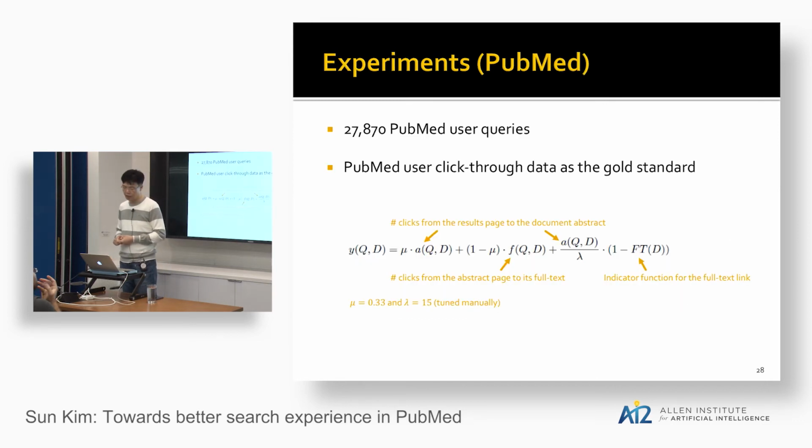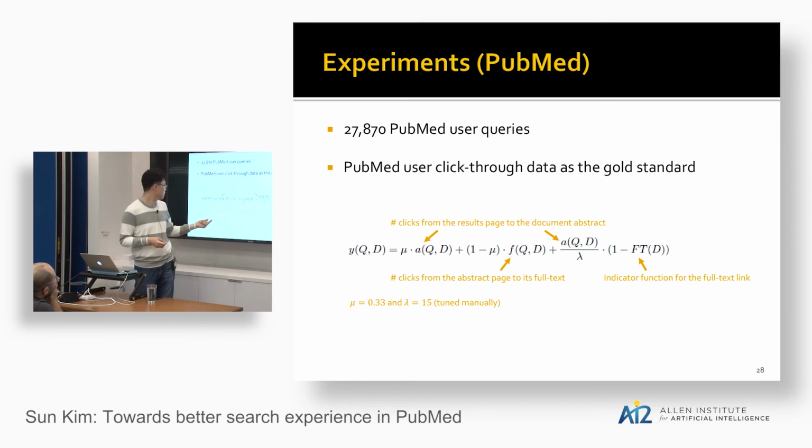To examine the learn-to-rank approach, we collected 27,000 PubMed user queries and user click-through data as the gold standard set. The relevance of a query-document pair was evaluated based on two main factors. One is the number of clicks from the search results page to the document abstract page. The other is the number of clicks from the abstract page to its full text link. We found that this full text click is a better signal than abstract clicks for relevance.